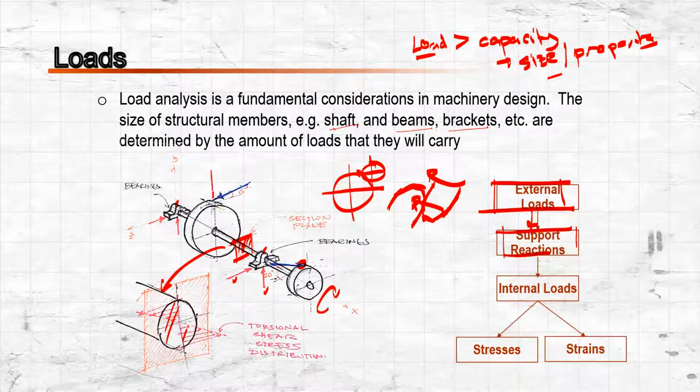For example, if we want to include the weight of the gear or the weight of the shaft, then there's also going to be shear stress and bending moments. From those internal loads, we can obtain the stress, and we can also obtain the strains if we want. And recall that stresses are related to the forces, whereas strains are related to the deformations.